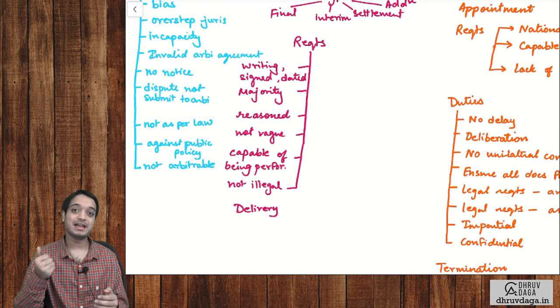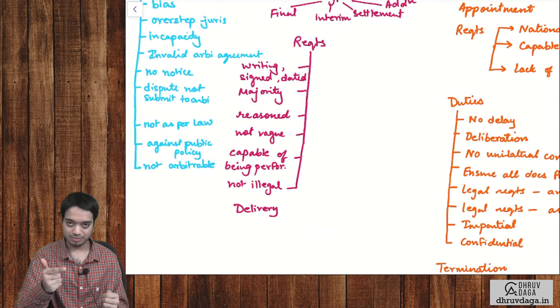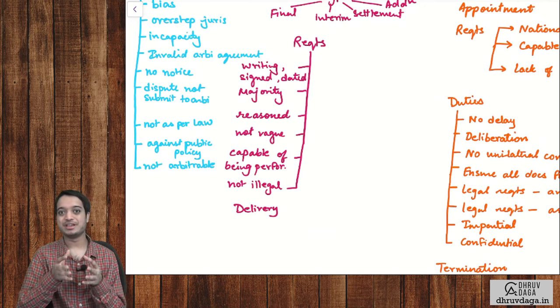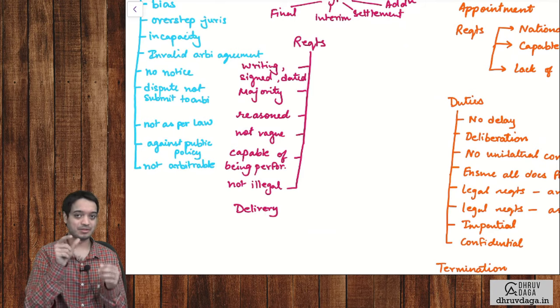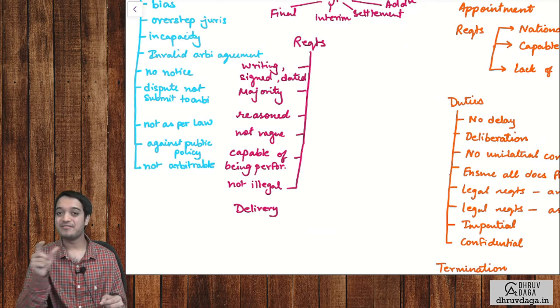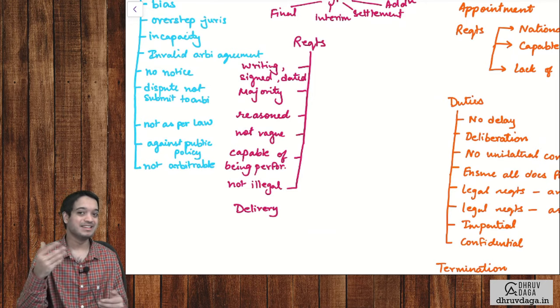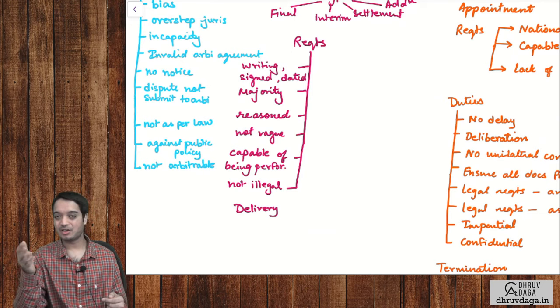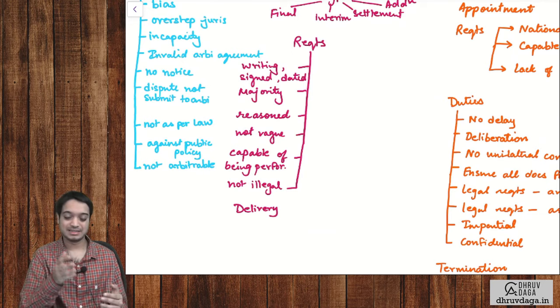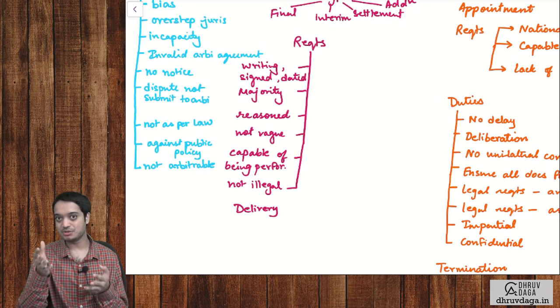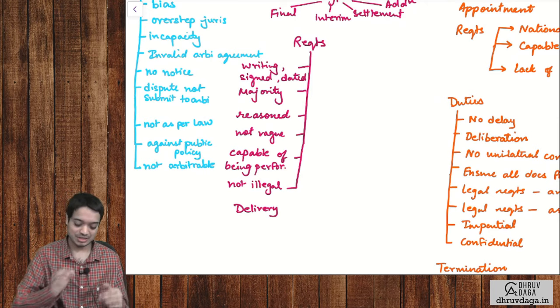It needs to be given by a majority in the arbitral tribunal. Writing reasons is very important. It cannot be that I feel it is fine. No, you need to give a reason for the arbitral award. It should not be vague or baseless. It should be specific, clear, and capable of being performed. The arbitral award should not be an impossible event. It should not be illegal also. It cannot ask for something which is not allowed by law. Delivery of the arbitral award then needs to be made to the parties to the arbitration agreement.